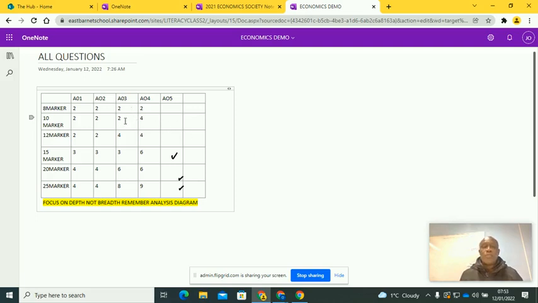I was thinking you're better off sticking with one analysis point and extending your evaluation. Okay, so let's go to a 12 marker here. It's 2, 2, 4, and 4.